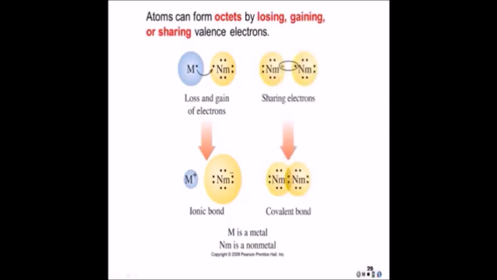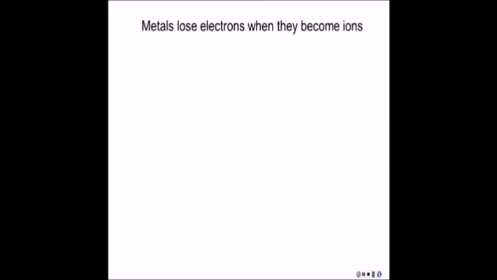Now 2 nonmetals, though, can share their unpaired electrons, and this winds up giving them a covalent bond. Now, you notice that there aren't any charges here, so not really transferring electrons like we did with the metal and the nonmetal. So metals lose electrons when they become ions.